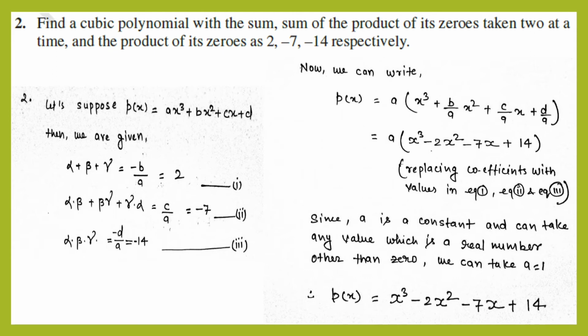In the second problem, we have to find a cubic polynomial for which the sum of its zeros is equal to 2, the sum of product of its zeros taken 2 at a time is -7, and the product of its zeros is -14. So let's solve it. Let us suppose that p of x equal to ax cube plus bx square plus cx plus d is the required cubic polynomial.